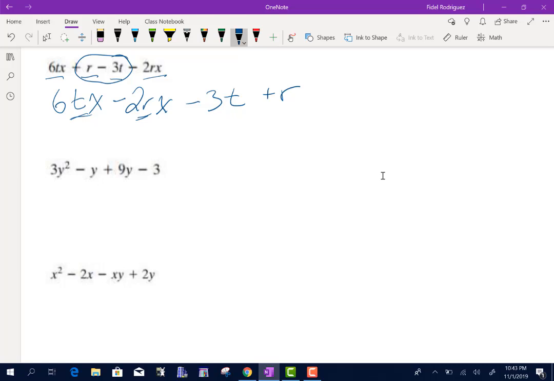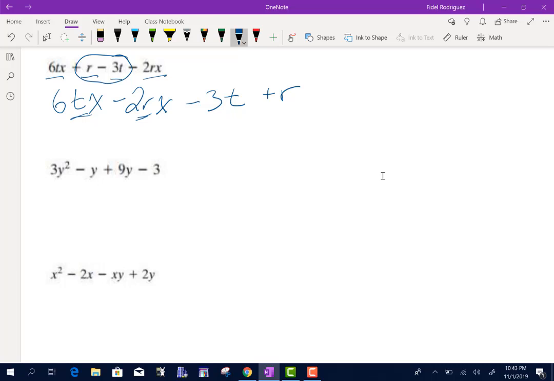I'm just rewriting it so that my letters match up. I could put the TX and the RX together if I wanted to, but I just need to get them to where the letters are the same. Or the TX and the 3T, I could put those together too. I just need to get some of the letters to be the same.